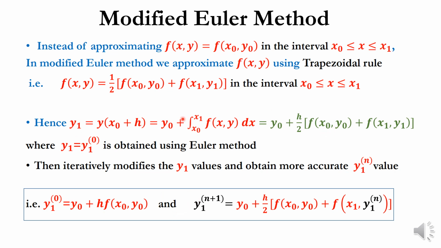Now using this iterative modified Euler method, this y1 can be written like this, where this obtained y1 is replaced here, so that the iterative equation can be like this: y1 of n plus 1, that is the n plus 1 approximated y1, is equal to y0 plus h by 2 into f of x naught y naught plus f of x1 y1 of n, where y1 of n will be the previously calculated y1, where the initial y1 will be this ordinary Euler method y1.